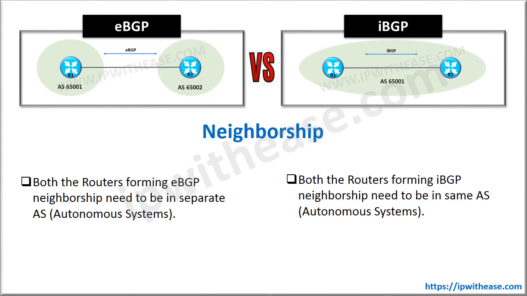Based upon the two diagrams, we infer that for eBGP, both the routers forming eBGP neighborship need to be in separate AS, or separate autonomous systems. While in case of iBGP, both the routers forming iBGP neighborship need to be in the same autonomous system.